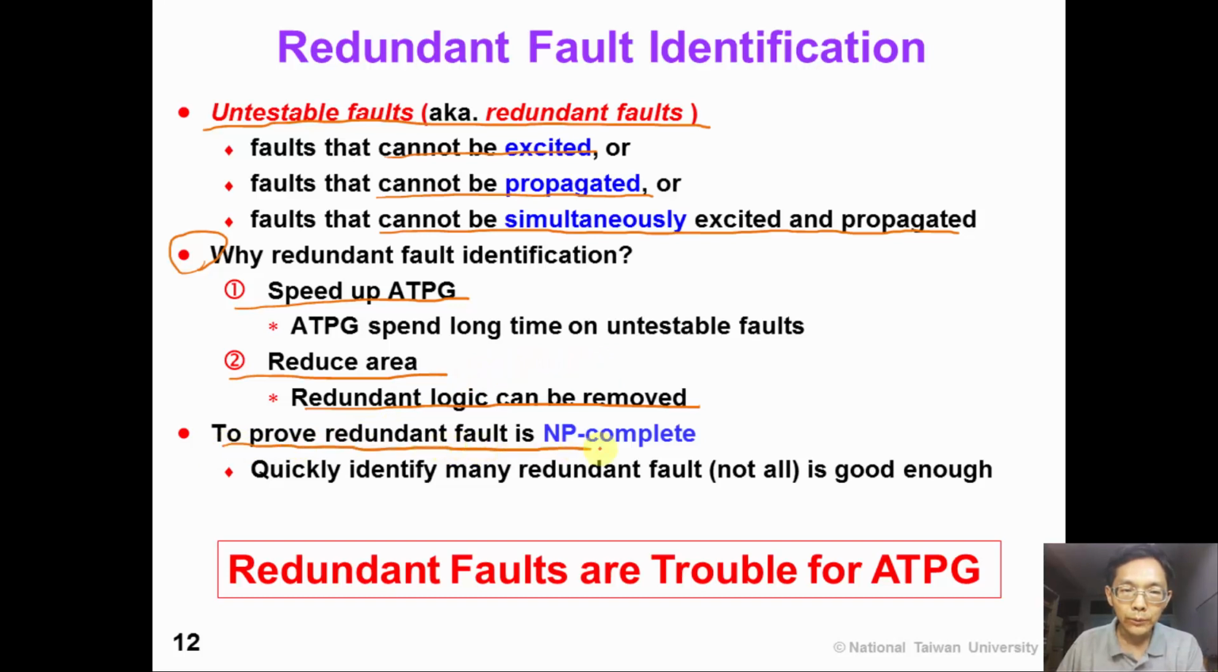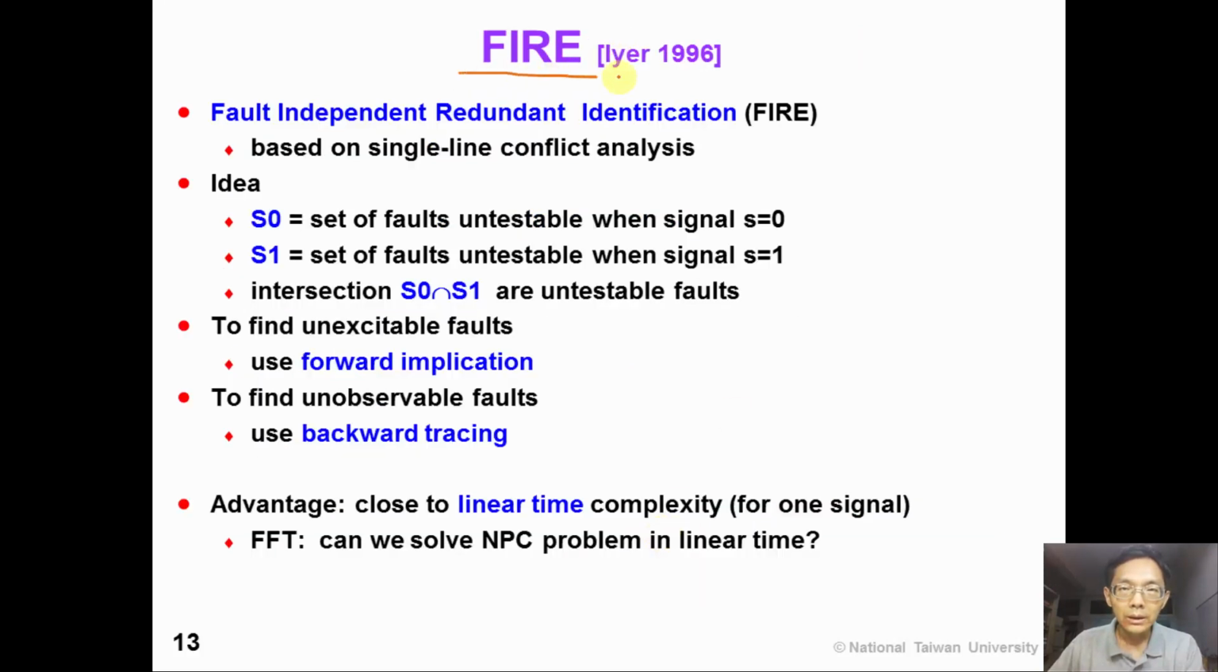Unfortunately, proving a fault redundant is NP-complete, so it can be very difficult to compute in the worst case. But the good news is that for most applications, we don't need to identify all the redundant faults. So, in 1996, Iyer proposed an algorithm that can quickly identify some of the redundant faults. It is called FIRE, fault-independent redundancy identification.